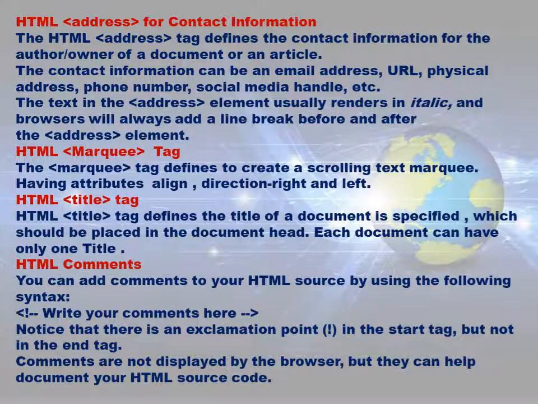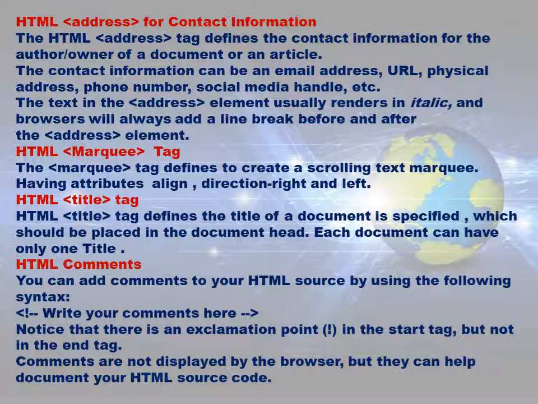Now, the next HTML tag is the address tag. It is for contact information. The HTML address tag defines the contact information for the author or owner of a document or an article. If you want to display the address, we have to use the address tag. The contact information can be an email address, URL, physical address, phone number, social media handle, etc.